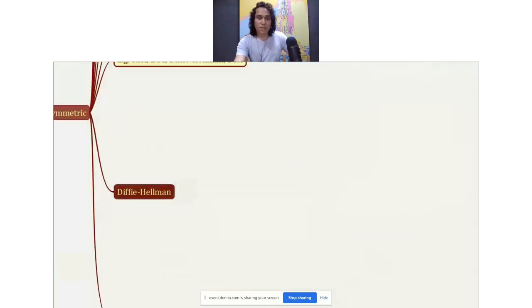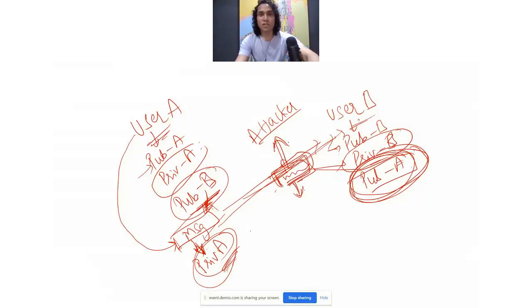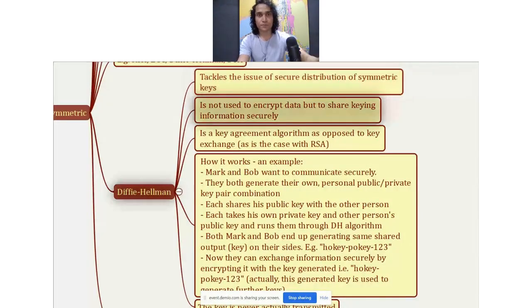Let's take a look. So the first one is Diffie-Hellman. Diffie-Hellman is the algorithm which decided to tackle the issue of secure distribution of symmetric keys. Now remember that Diffie-Hellman is not used to encrypt. Diffie-Hellman is an asymmetric algorithm, but it is not used to encrypt data. It is only used to share keying information. The only purpose of Diffie-Hellman is to be able to arrive at the same key on both sides. So it cannot be used for encryption purposes. Now let me explain how that works.